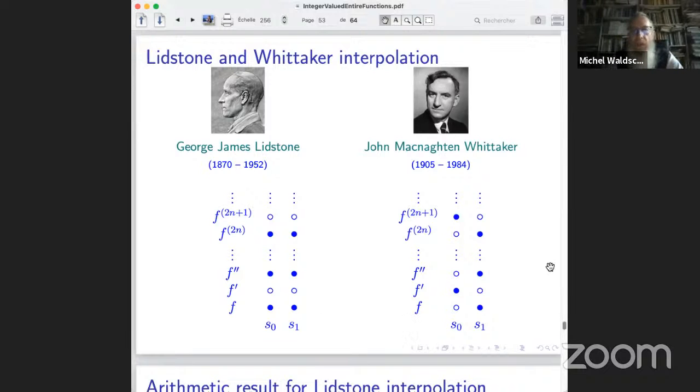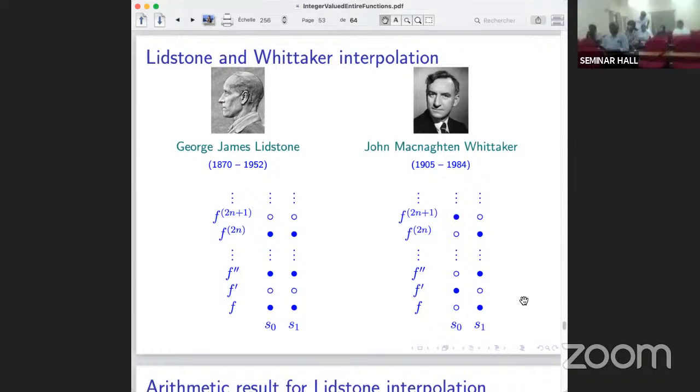And after that, I will explain that we can do something similar for another problem where you take alternatively the derivative of order 0, 1, 2, 3, 4, and so on for each point, S0, S1.